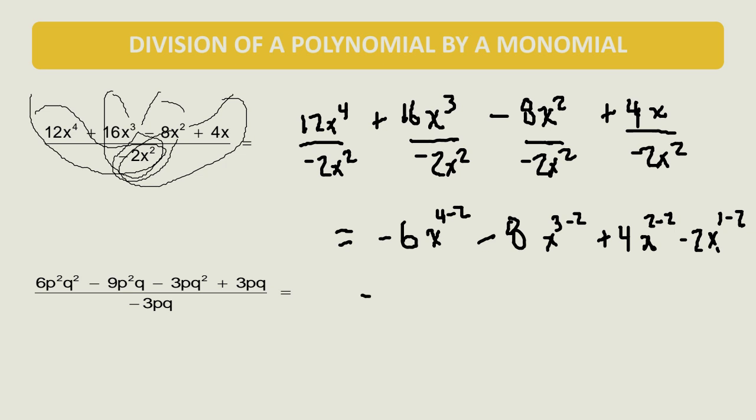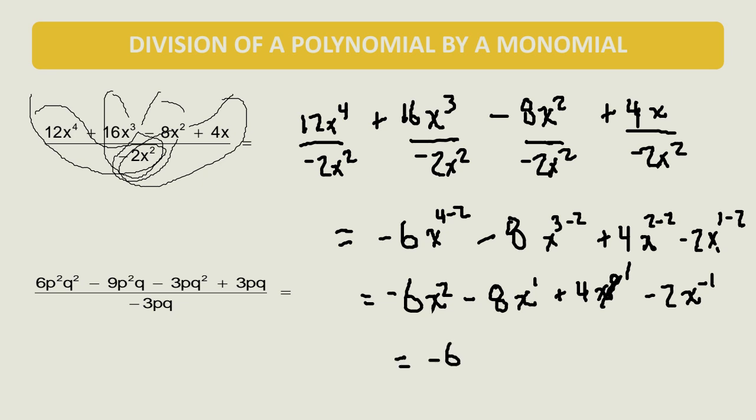So negative 6x squared minus 8x to the power of 1. You can put the 1 there, you don't have to, doesn't matter. And then 2 take away 2 is going to give me a 0. And then negative 2 to x to the power of negative 1. So this 0 will become a 1. So we're going to simplify this as much as we can. So I get negative 6x squared minus 8x plus 4 minus 2x to the negative 1.